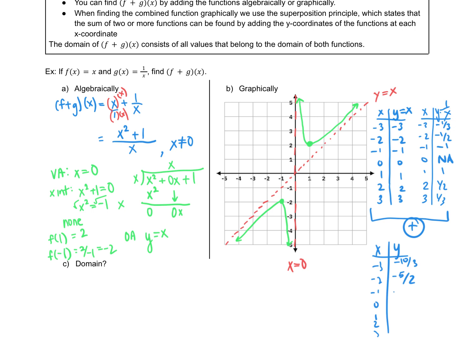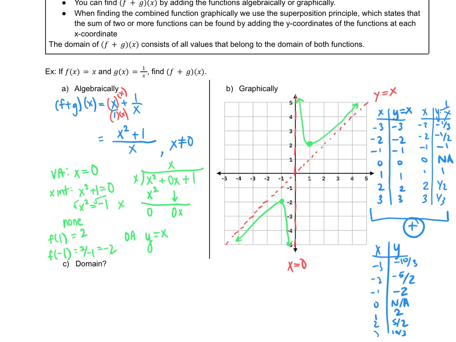-1 plus -1 is -2. At 0, I have 0 plus not applicable, so this also will not exist, because if one point doesn't exist, the sum can't exist. Then 1 plus 1 is 2. 2 plus 1/2 is 5/2. 3 plus 1/3 is 10/3. And that would be our combined function, and we could graph from there. And if you look at what we actually graphed based on our prior knowledge, it's the same points.